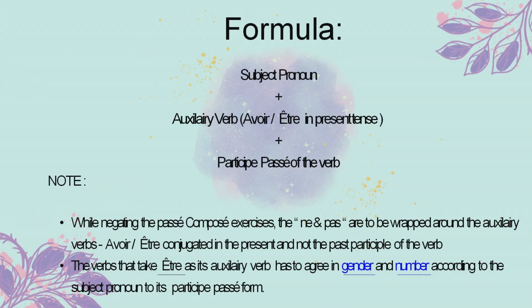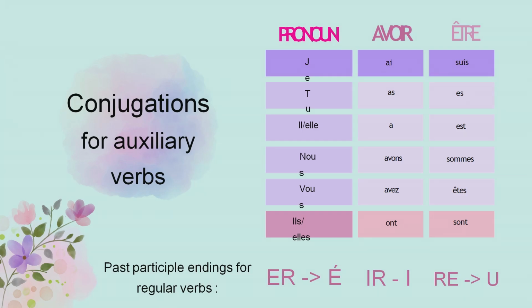Now the second concept is the auxiliary verb, avoir or être. These are the auxiliary verbs. When to use and where to use them, we will see now. How do we come across avoir and être? We use them in the present tense form. Je suis, tu es, il est, elle est, nous sommes, vous êtes, ils sont, elles sont. Likewise for avoir also.